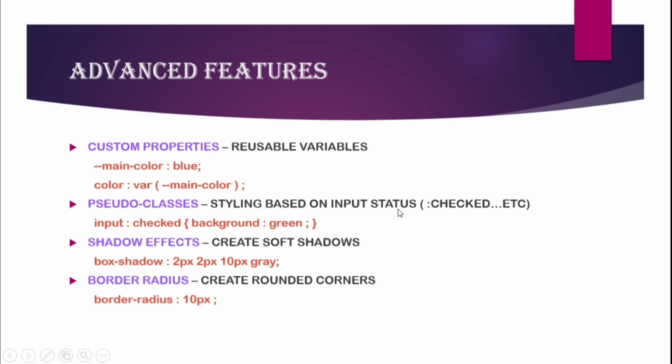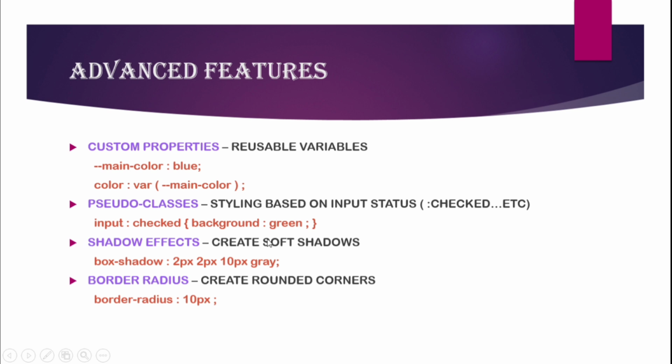It will be very useful, because if you don't like the color of the format, you don't have to go through each and every section where I've written blue color and change them all to another color. You just have to change the main color in the root element from blue to orange, and automatically all these values will be changed. That is the major reason it is considered an advanced feature in CSS3, which is custom properties, reusable variables.